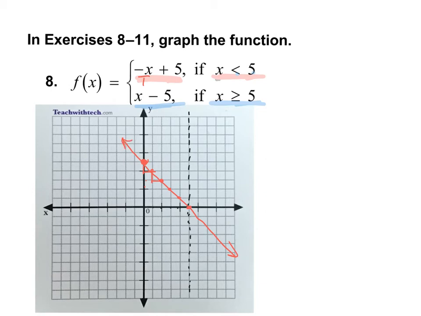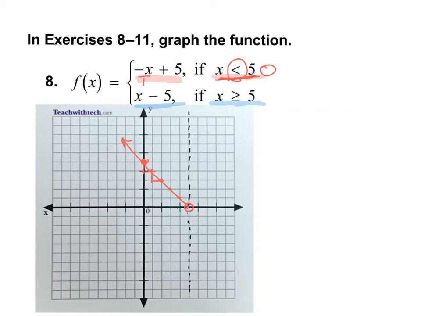Now the domain tells me I only want the x values that are less than 5. So these x values are greater than 5, and these x values are less than 5. So I want to keep this side and erase this side. So we're going to erase this. And then we have to look at what our endpoint is going to be. This is just less than, so we use an open circle.